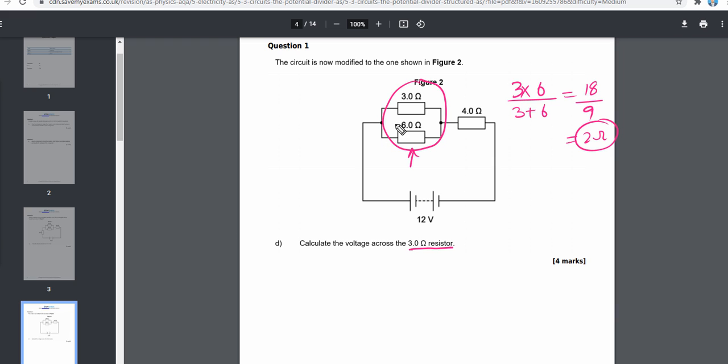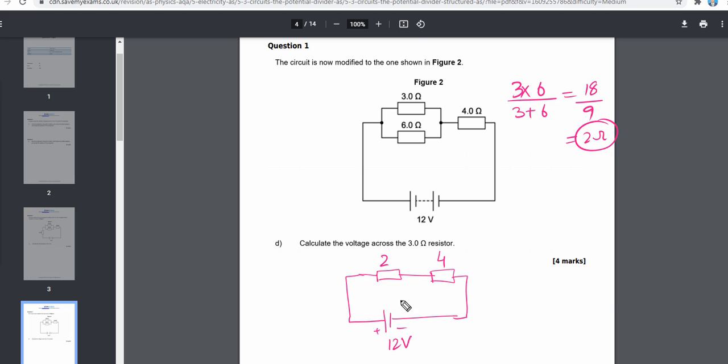Now whatever is the drop across that resistor, the same will be the drop across the 3 ohm resistor, because the 3 ohm resistor and 6 ohm resistor are attached in parallel. So whatever is the drop on the equivalent resistor of these two resistors, the same drop will be on the 3 ohm resistor. So I'll draw a modified circuit. It's like this: 2 ohm, 4 ohm, and this is 12 volts.